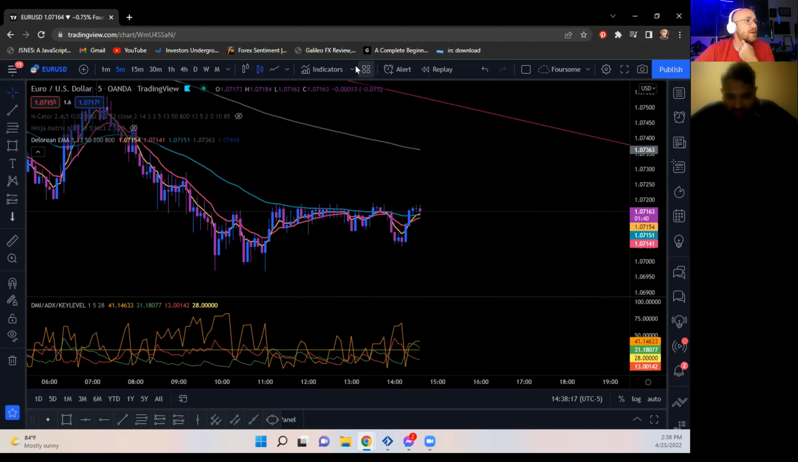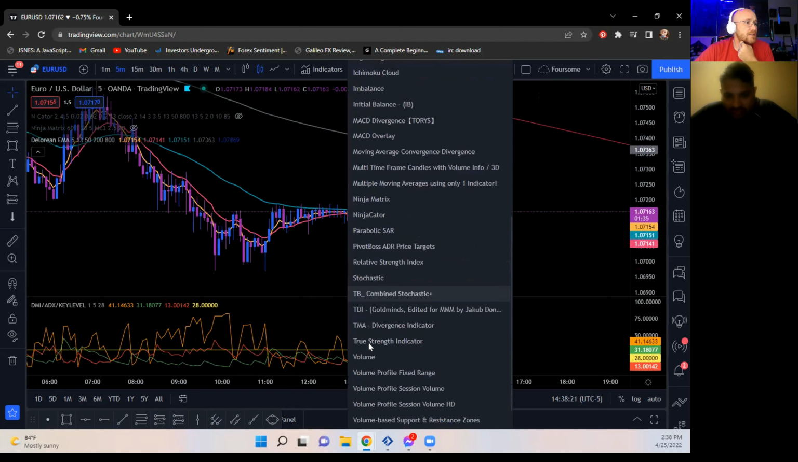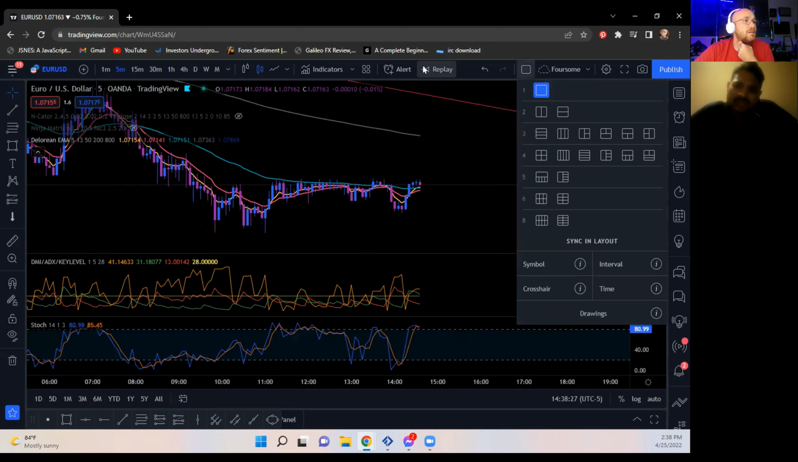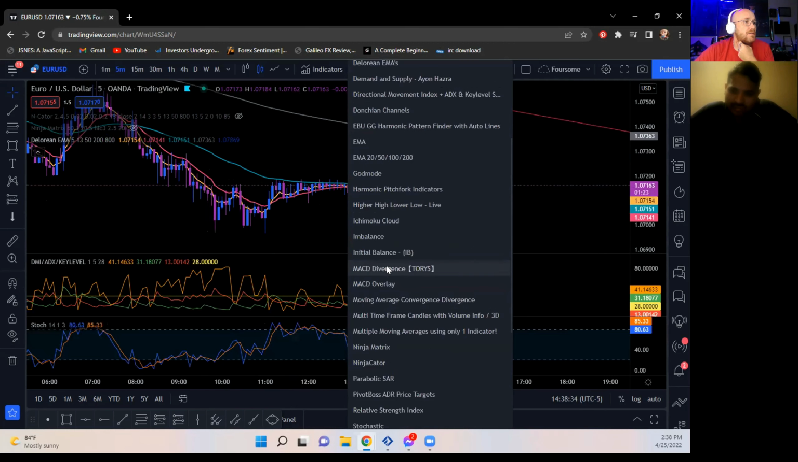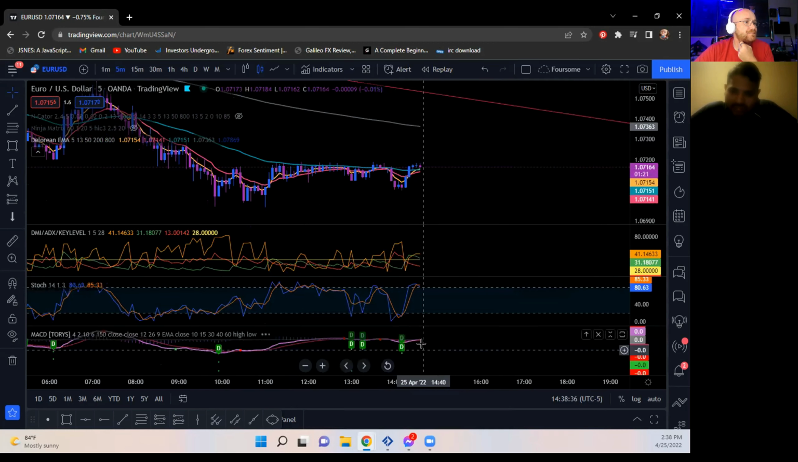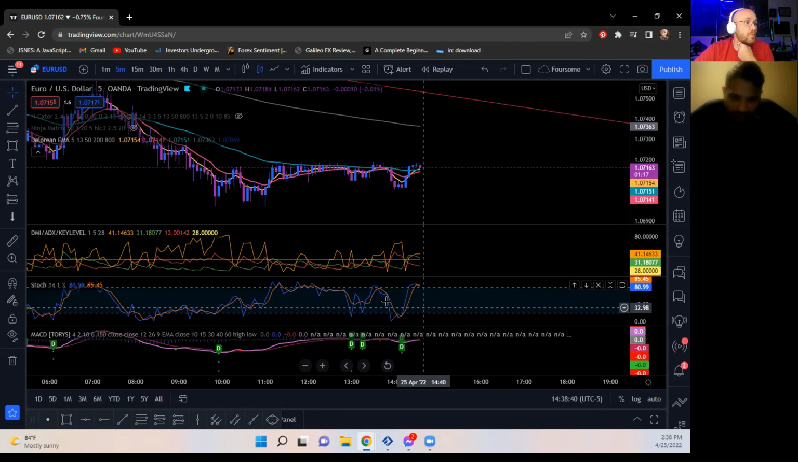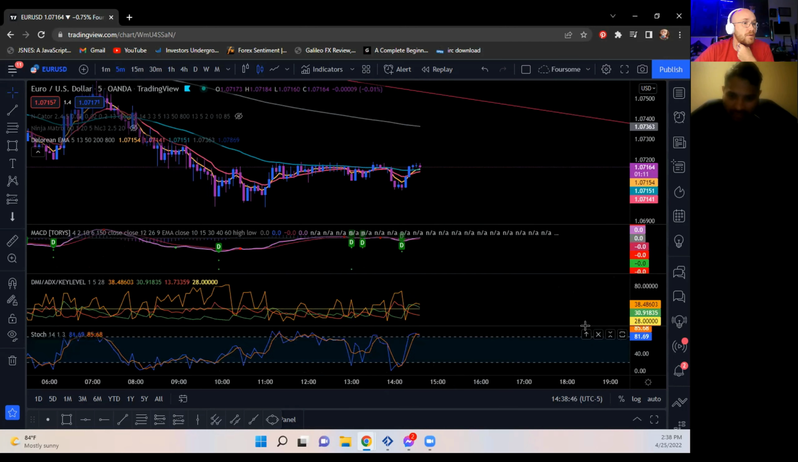I want to turn these other indicators back on for you because they help a lot. It was the stochastic, right? And it was the MACD. Yeah, the Taurus MACD. There we go. So these two help a lot. Let me get these in the right order. I like this one up top.